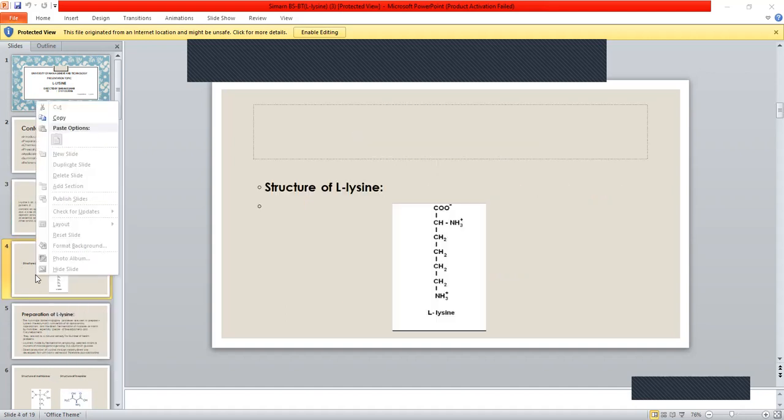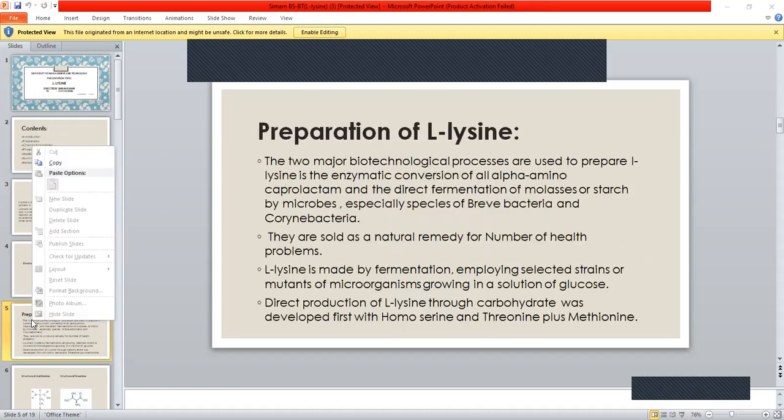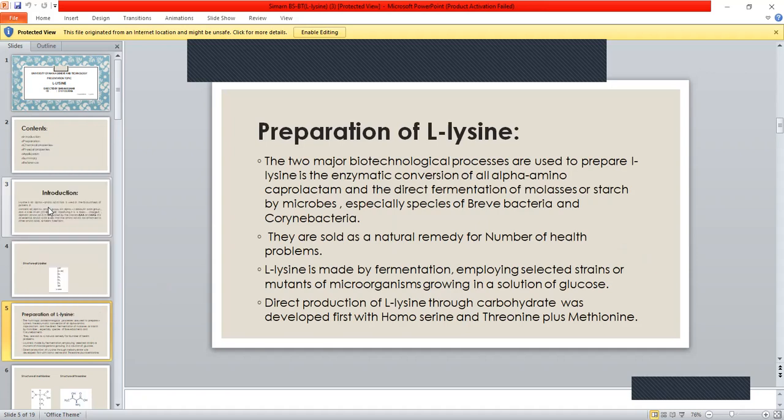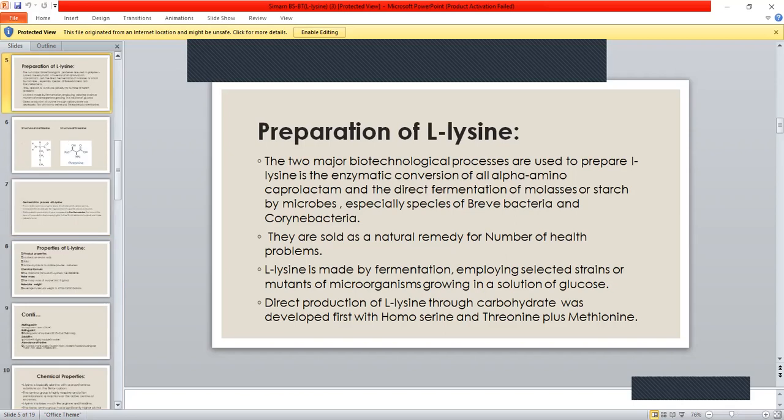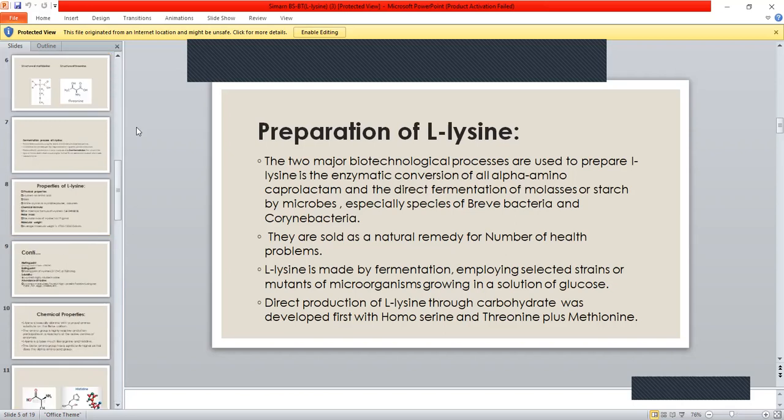Here's the structure of L-lysine. Now comes the preparation of L-lysine. There are two major biotechnological processes used to prepare L-lysine: the enzymatic conversion of alpha-amino-caprolactam and direct fermentation.